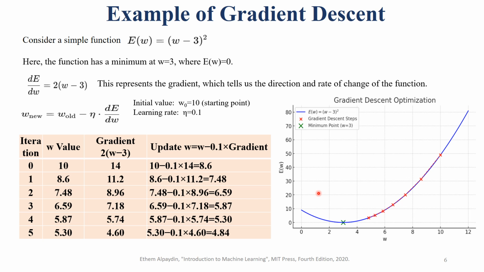And as we could see in this graph, the value starts from 10, the initial value, and we go on, and we find the minimum value is reached at W equal to 3. So here E of W becomes 0. So this is how the graph looks like.